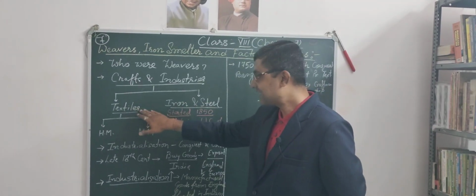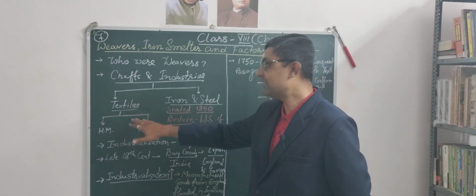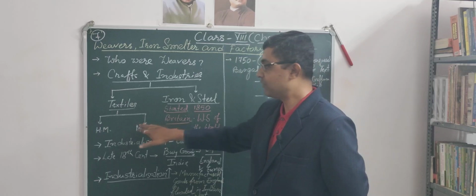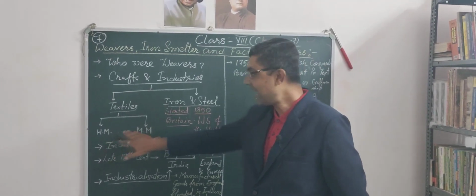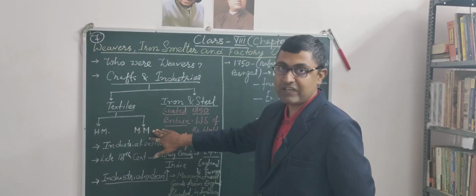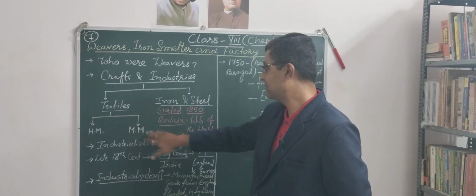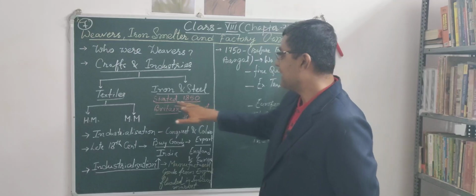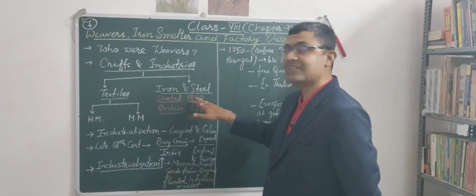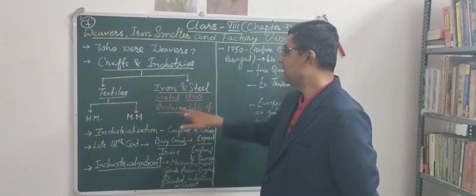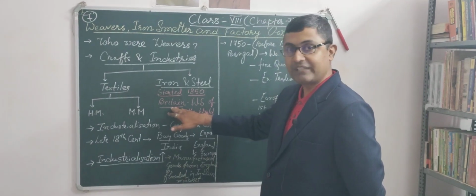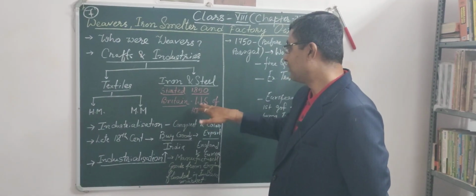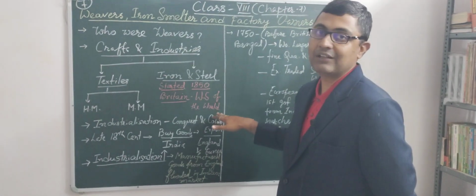Further, textiles were divided into two categories: one is handmade and the other is machine made or machine produced. And the iron and steel industry started in the 1850s. Britain was called the workshop of the world.